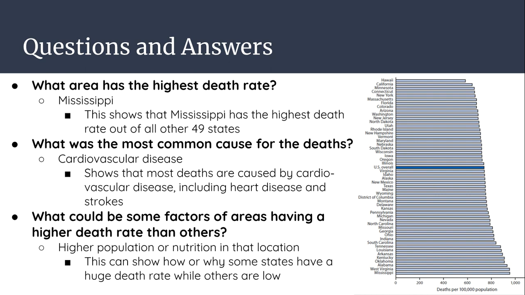What was the most common cause for the deaths? The most common cause was cardiovascular diseases, and it shows that most deaths are caused by cardiovascular diseases, including heart disease and strokes. What could be some factors of areas having a higher death rate than others? It could mean there might be a higher population, which increases the probability of a higher death rate, or nutrition and malnutrition. If people in that state don't receive the nutrition they need to sustain a healthy living, they might have a higher death rate in that location.